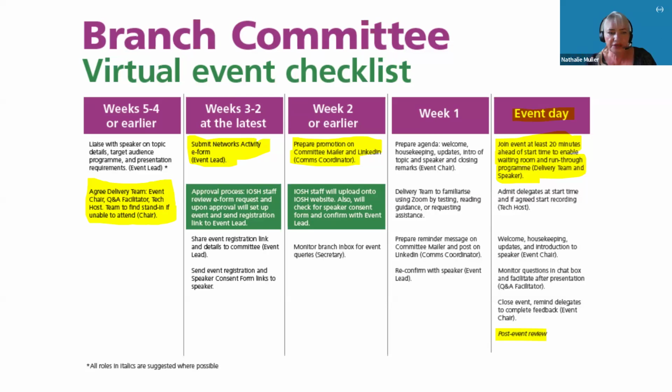So I'm not going to cover every step, but I just want to cover some of the highlighted bits on here. You will have received a virtual event checklist and an in-person one. This is the virtual one. Now, I know we say that we want at least 2 weeks notice before we get an e-form from you to put on your Zoom event. However, we really recommend that some of the planning before that, like liaising with the speaker and agreeing your delivery team, happens at least 5 to 4 weeks earlier than the event date.